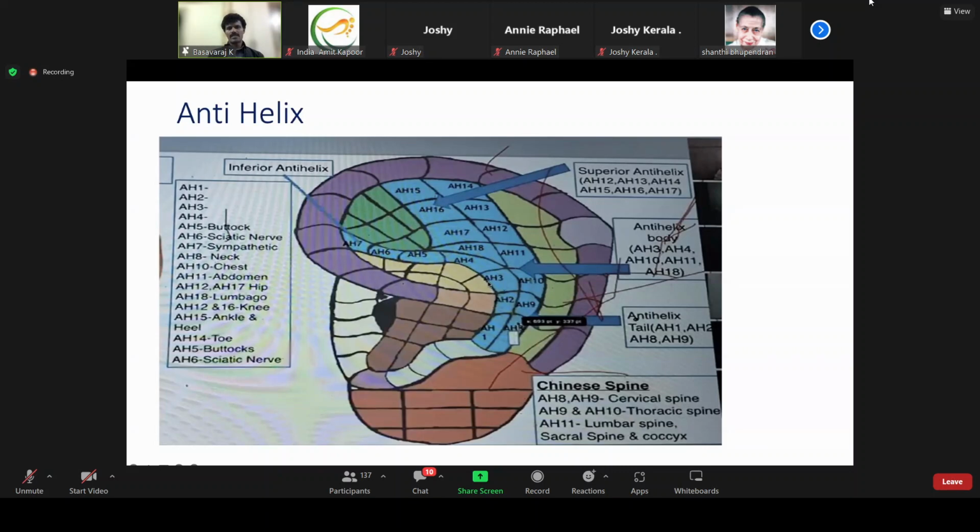So above that, the upper part, this is your leg reflex. Anti-helix 18, 17, 16, and 15. So this is representing your leg part. So this is your AH15 is your ankle and heel, and 16 is your sciatic, knee point, and this is the hip joint, and this is the coccyx. So this is going to be a spinal vertebrae and as well as the leg.